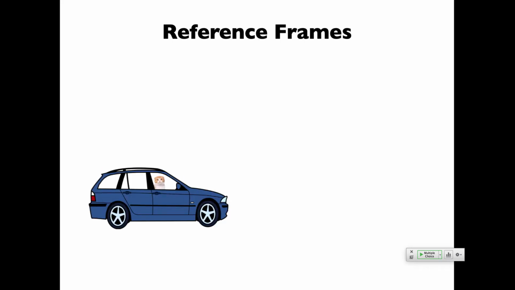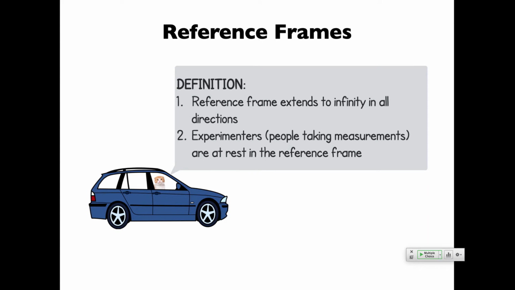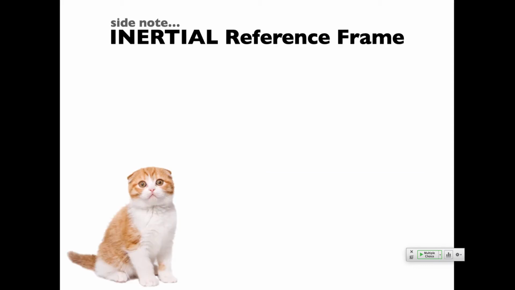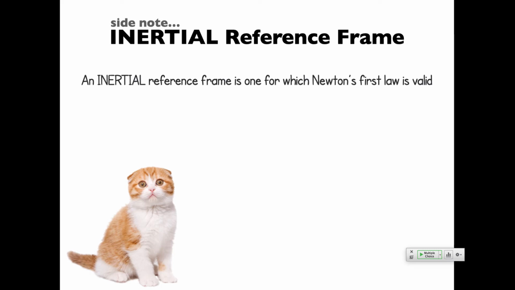All right. So let's talk briefly about reference frames. So here's a definition. Reference frames are basically just coordinate systems. They extend to infinity in all directions. So if you have X, Y, Z, that's a reference frame. And experiments are people taking measurements, okay? So let's talk about an inertial reference frame because we just talked about inertia. An inertial reference frame is one for which Newton's first law is valid, okay? That means no force or acceleration.